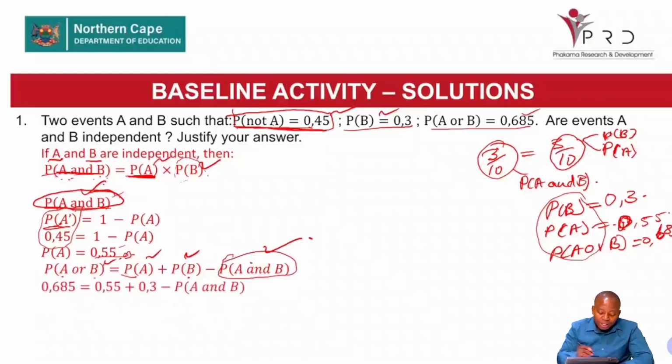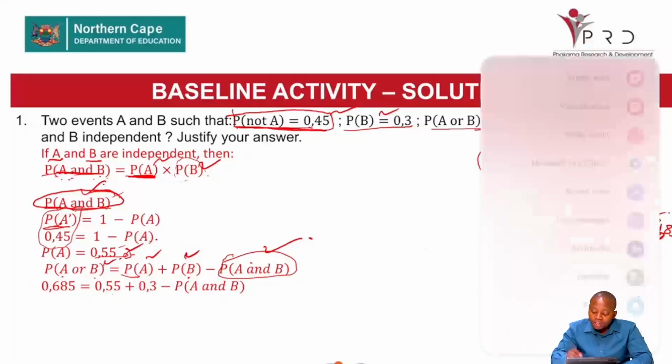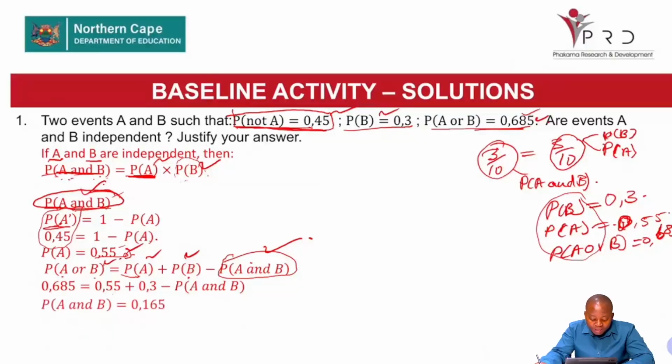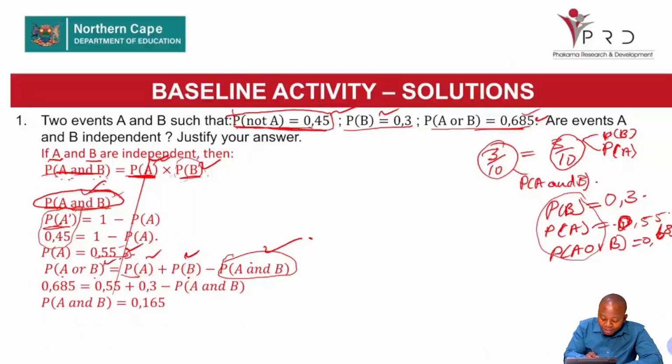Now we substitute. The probability of A or B was given to us as 0.685 from the data there. The probability of A, we found from the complement, which is 0.55. The probability of B was given to us as 0.3, minus the probability of A and B. Thereafter, we just solve for the probability of A and B as 0.185. Now, remember, we found A, we found B, and now we found A and B. Now, let us check if these two events are independent.